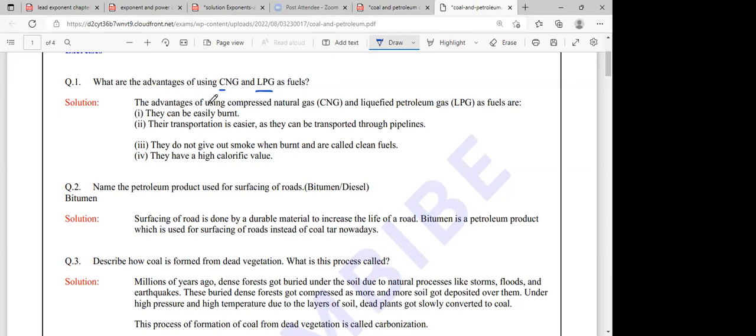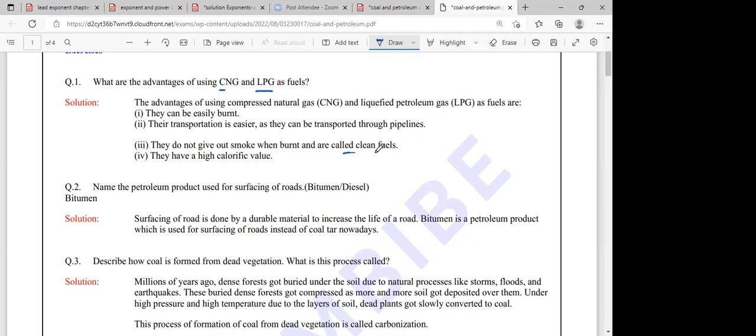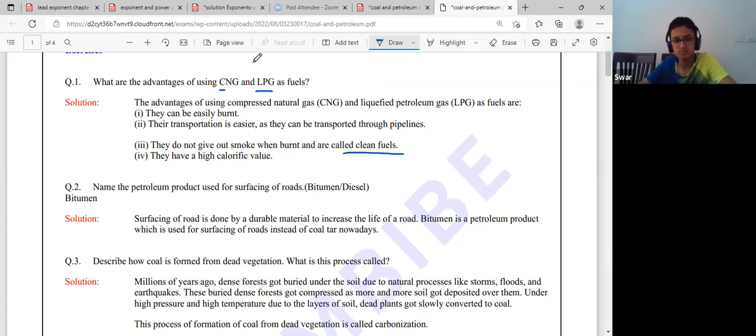Okay. So the advantages of CNG and LPG are as follows. They are easily burned. And their transportation is very easy, right? They can be transported through pipes. Third, they do not give out smoke when burnt and are called clean fuels. And next, they have high calorific value. Basically, high calorific value means they easily get burned. Okay. So you'll just write it down. Yes, ma'am.